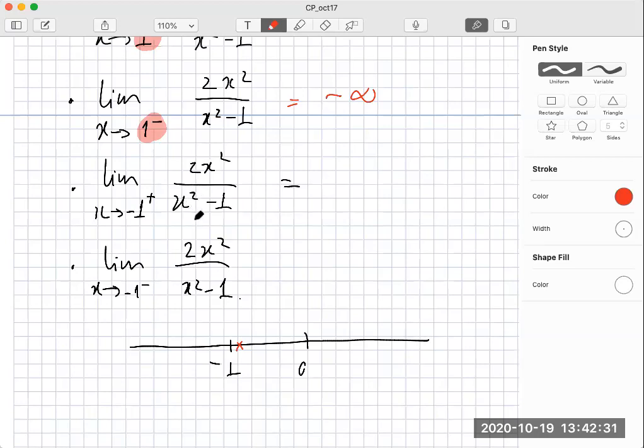Smaller than 1 minus 1 will be a very small number, but negative, right? In the numerator, it is a positive number. Therefore, it approaches what? Is it positive or negative? Negative infinity, right?